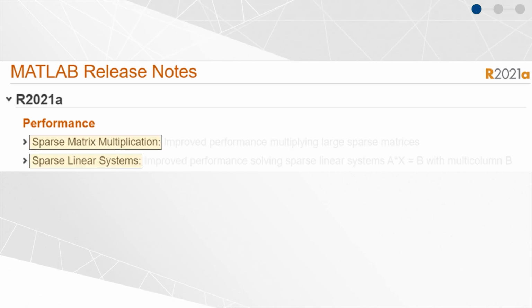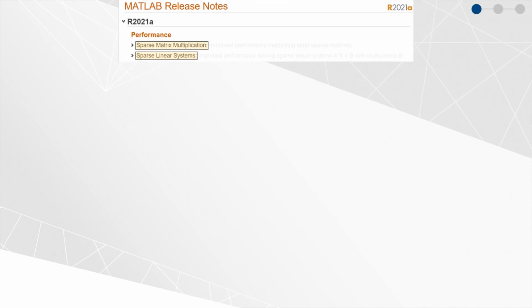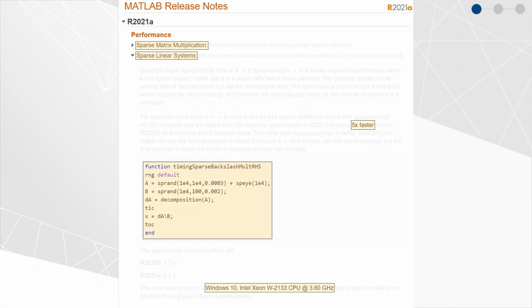Here's an example for sparse in 21a. Drilling down into the release note, you can see the measured improvement, the code we used, and the hardware we ran it on. This will allow you to see the specifics of the examples and better determine if you might see similar results with your code.